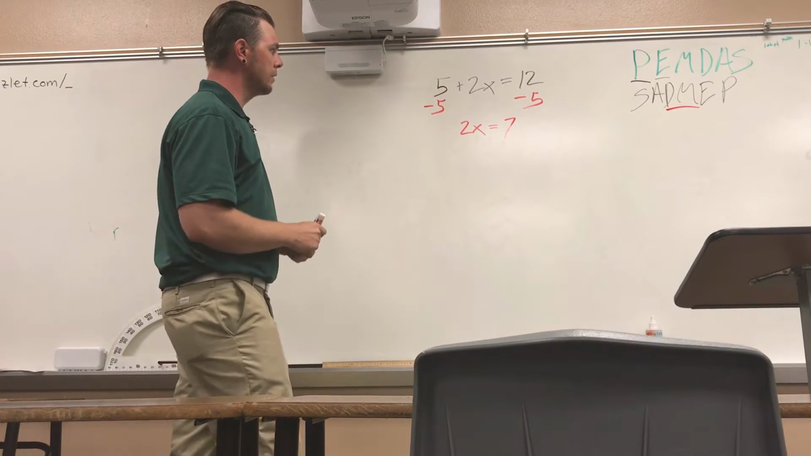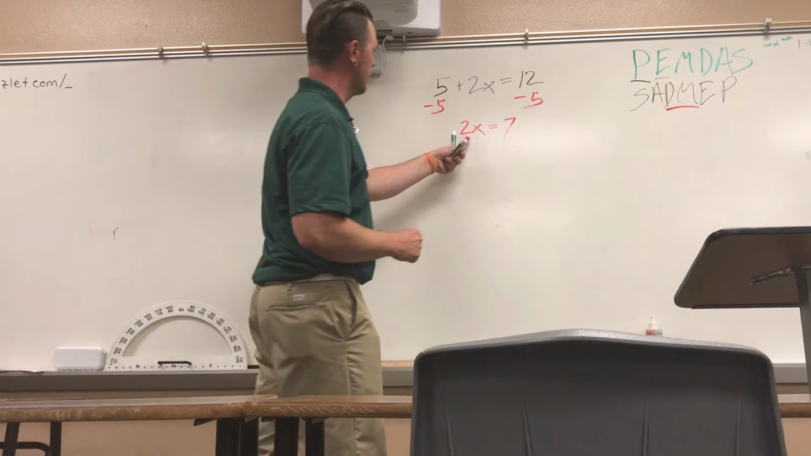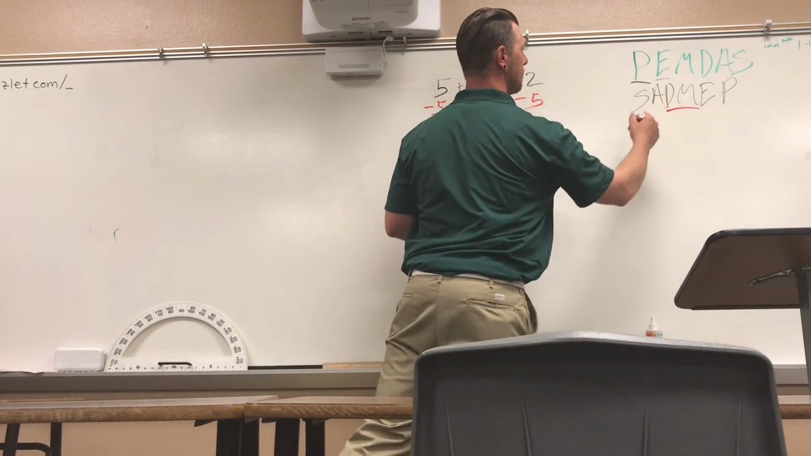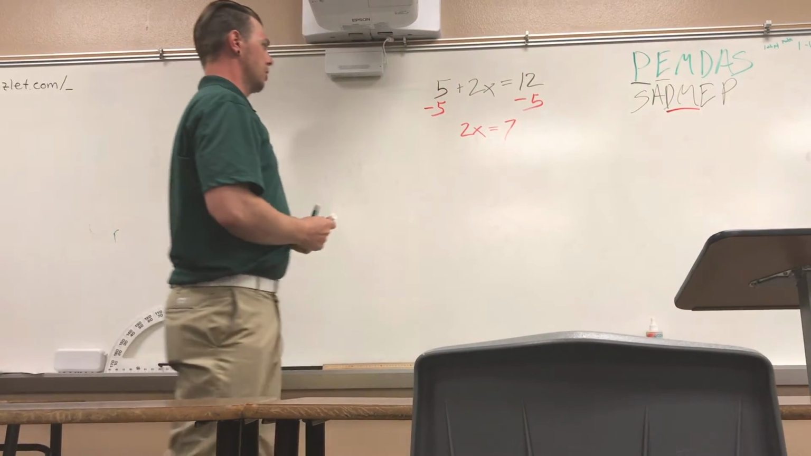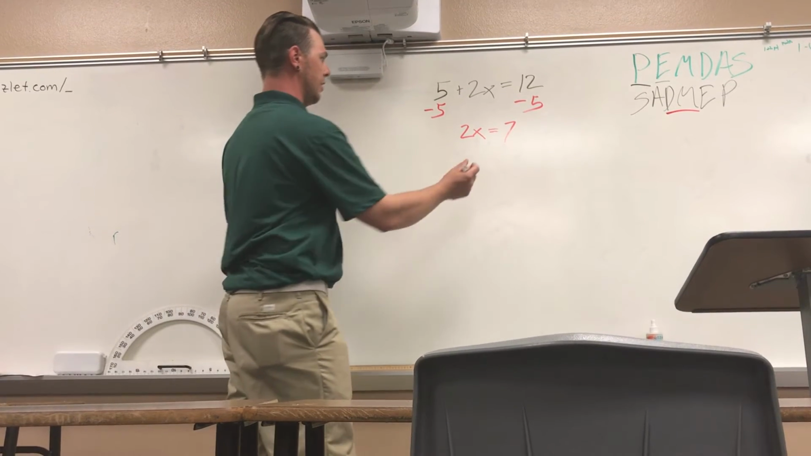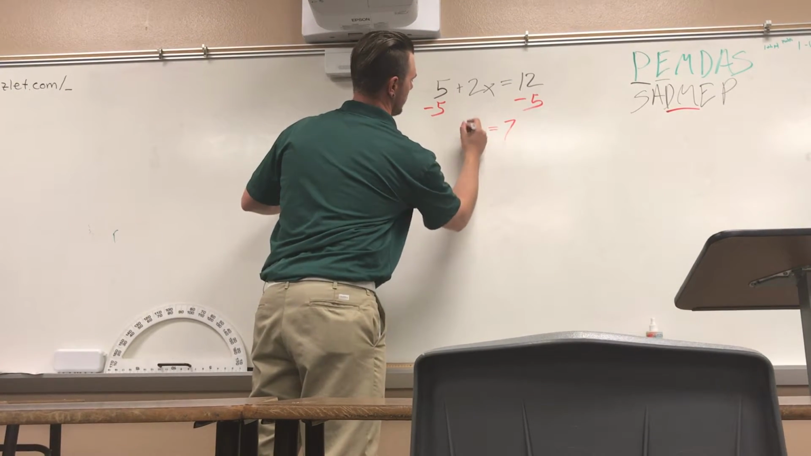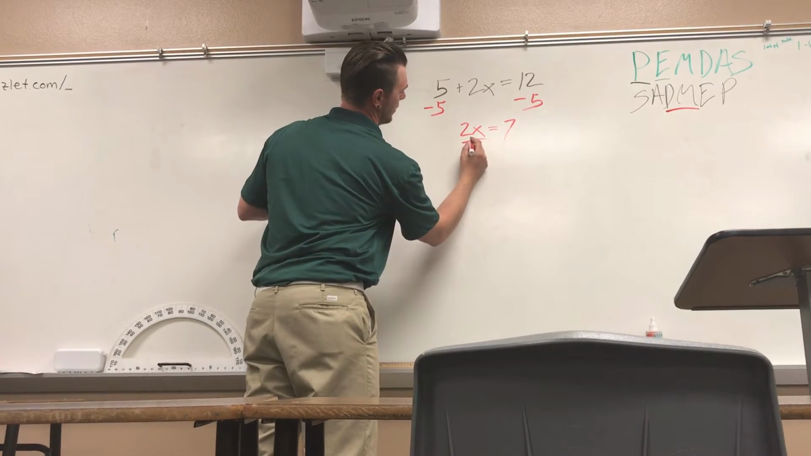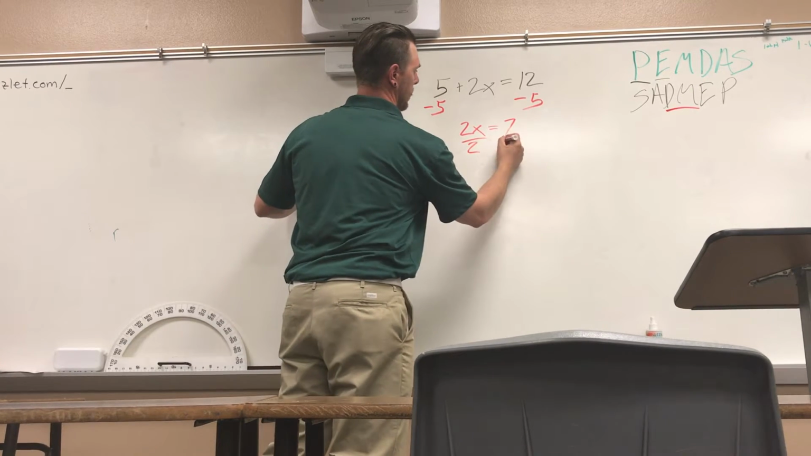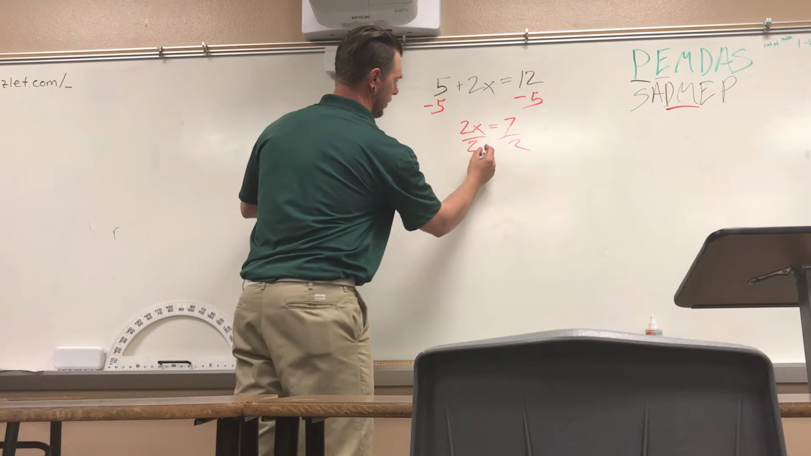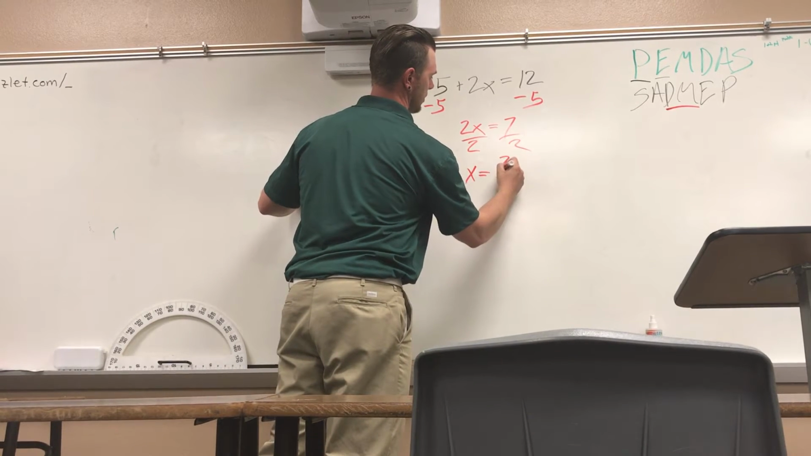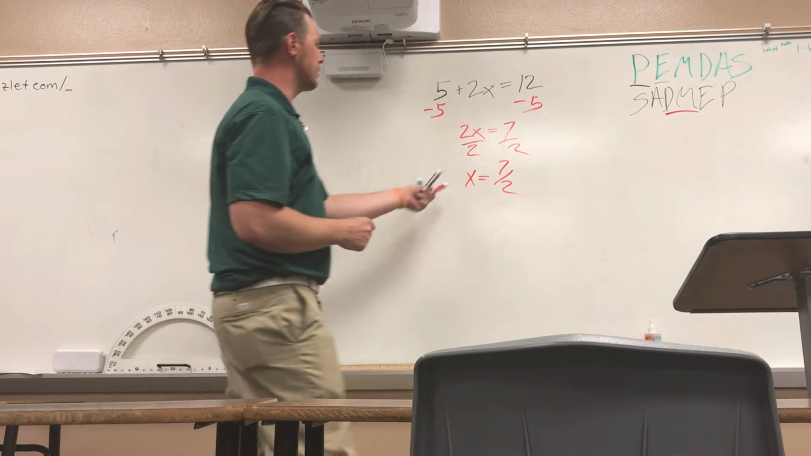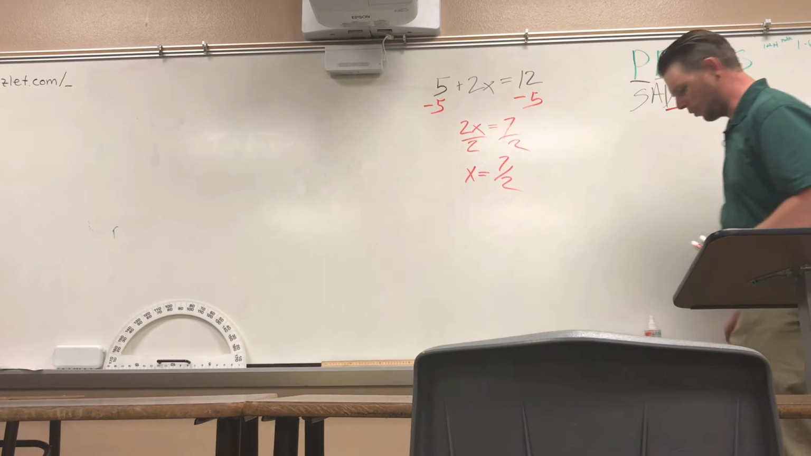All right? So the next thing we're going to do is we're going to try to get that x by itself. So when we look over at SADMAP, divide or multiply. So we're going to have to divide by this 2 to get it away from that x. So we're dividing the coefficient to get it over to the constant. So x equals 7/2. All right, so that would give you your answer.